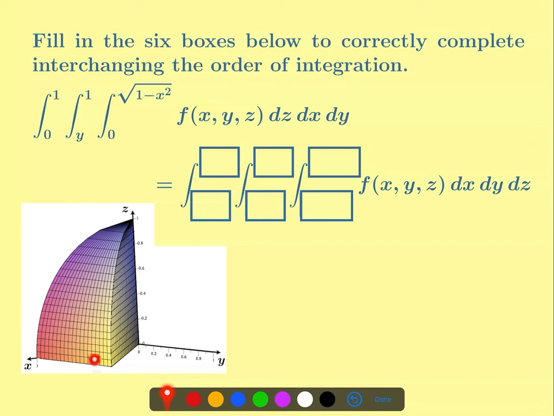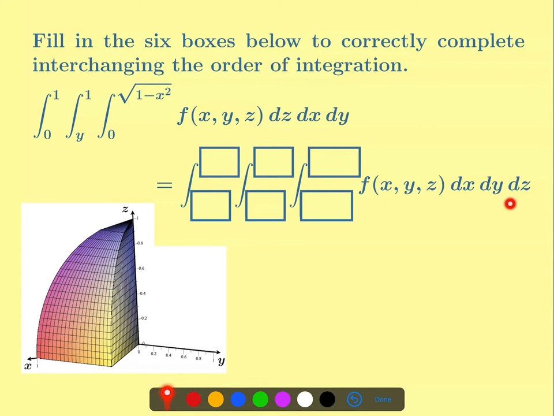For each fixed xy in that triangle, we're going from the bottom, which is the xy plane, to the top, which is the cylinder. Now the cylinder, again, is where z equals the square root of 1 minus x squared. So we're going from z equals 0, the xy plane, to z equals the cylinder. So that's what the picture is showing us. Now we want to set up this triple integral with the order being dx, dy, dz.